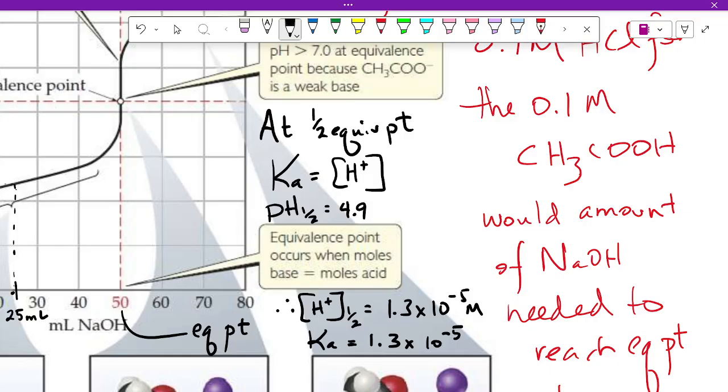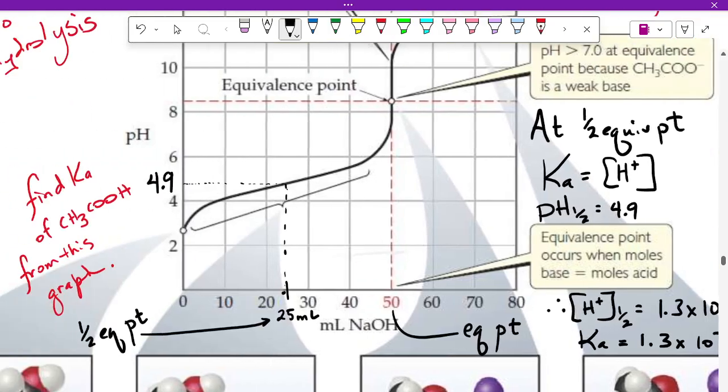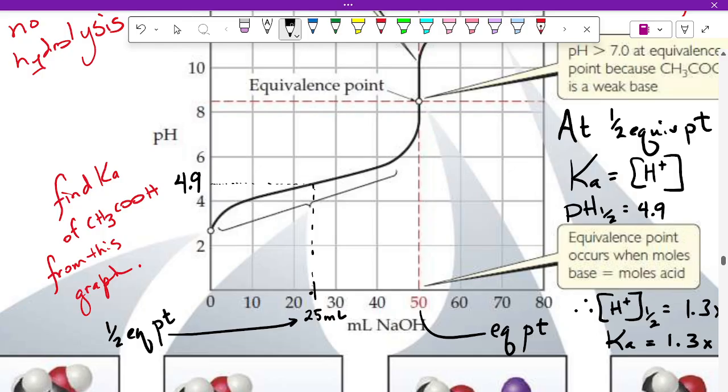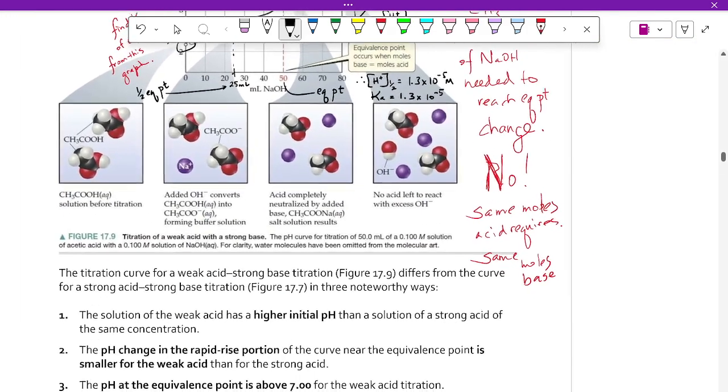And what do I have in my data booklet? Let's see how close we get. I think it's 1.8 times 10 to the negative 5, which is not bad for just reading off a graph. If you actually had a pH meter, you would be able to get that more precisely. You could do it another way as well. You could find the concentration given the titration, and then use the initial pH to find the Ka, but that would take a lot more work. Pretend I didn't say anything because I probably just confused you there.